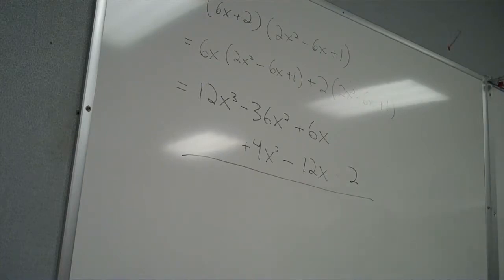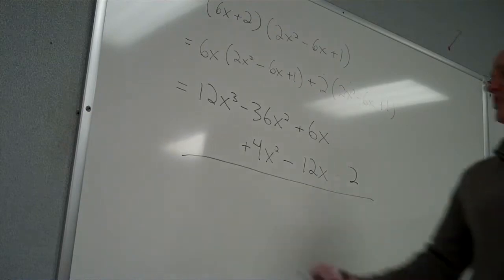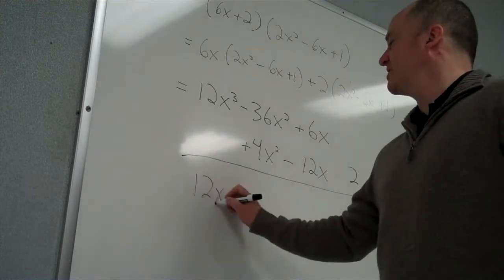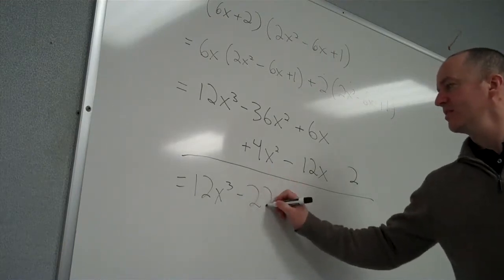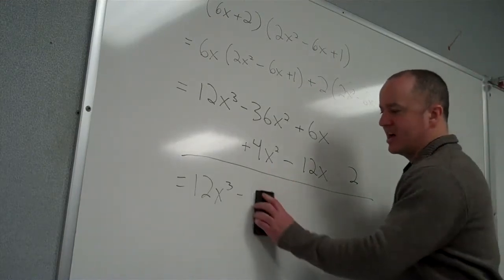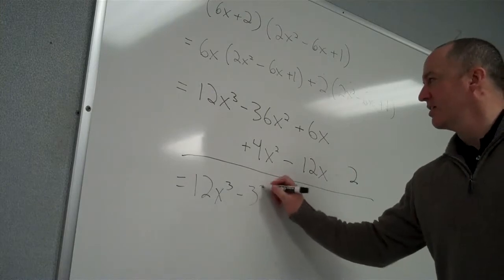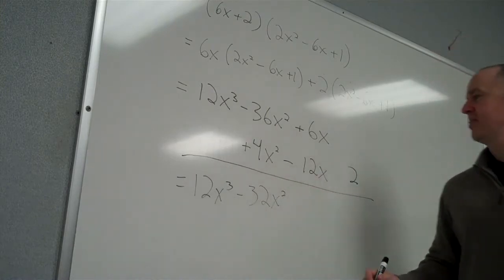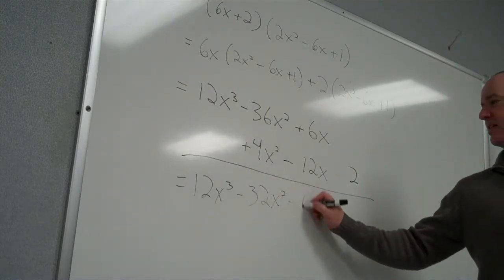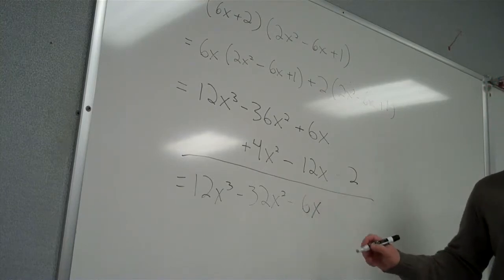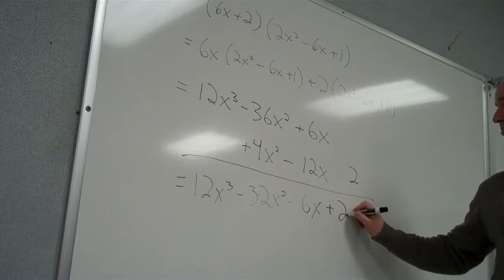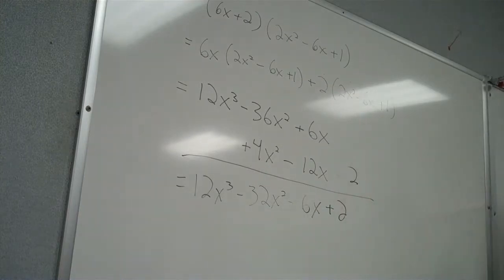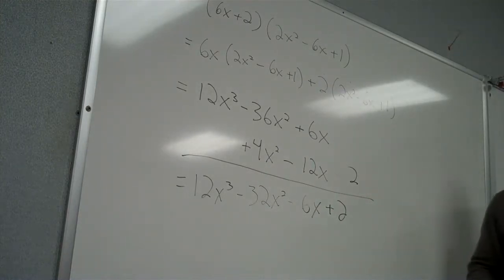Well, I don't have an answer yet. Okay. So my final answer is going to be 12x cubed. Minus 32x squared. Minus 6x. Plus 6x, minus 12. Oh, never mind. Plus 2. I wrote 1 instead of 12. That will make a difference. Never mind, I did it.